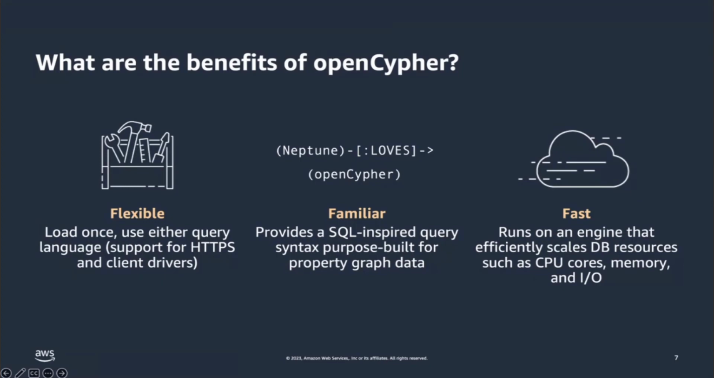First off, it's flexible. With Amazon Neptune's implementation of openCypher, you can load your data once, and then query it either using our HTTP endpoint or client drivers. One of the unique aspects here is that because it's property graph data, you can query it using openCypher or Gremlin. This allows easier migration of applications, and allows development teams to choose the language that best suits the types of questions they're trying to answer. It's also familiar. It provides a SQL-inspired syntax, but it's purpose-built for a graph database.